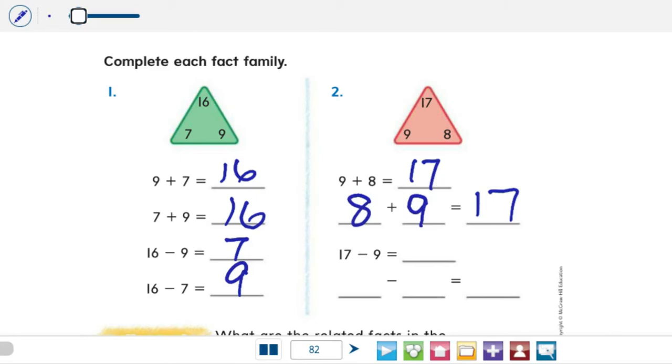I'm going to slide down the triangle. So 17 minus 9. What haven't I used? I have not used this 8 just yet. So 17 minus 9 equals 8.